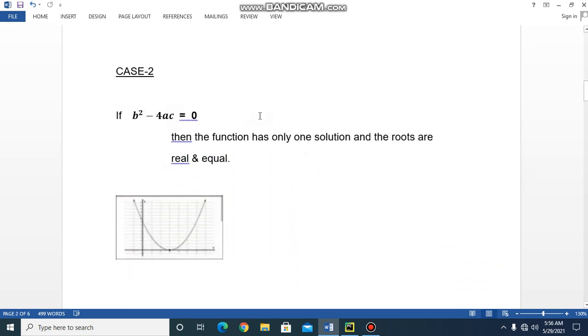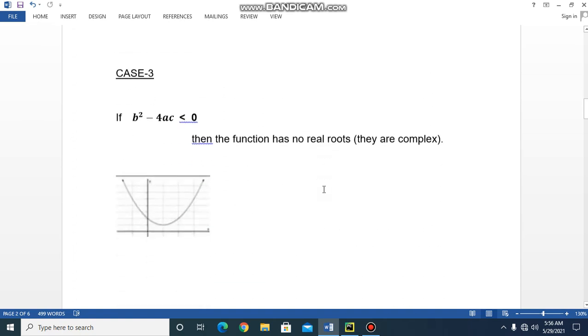Now the next case is when the discriminant is equal to 0. In this case, it has only one solution and the roots are real and equal, and the graph will intersect the x-axis at one point, as shown in this example here. It is intersecting at one point.